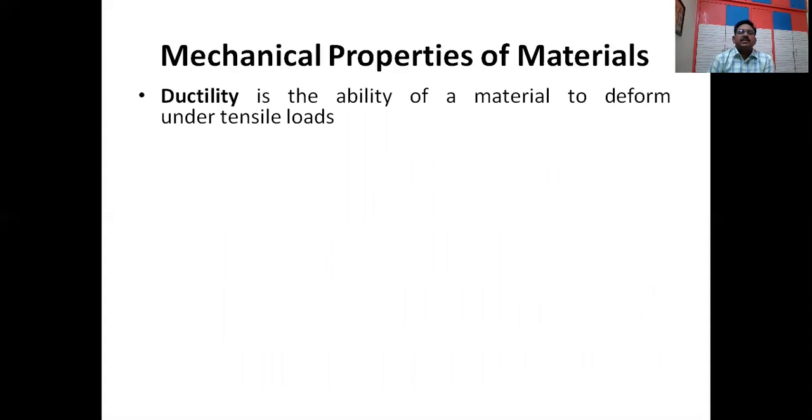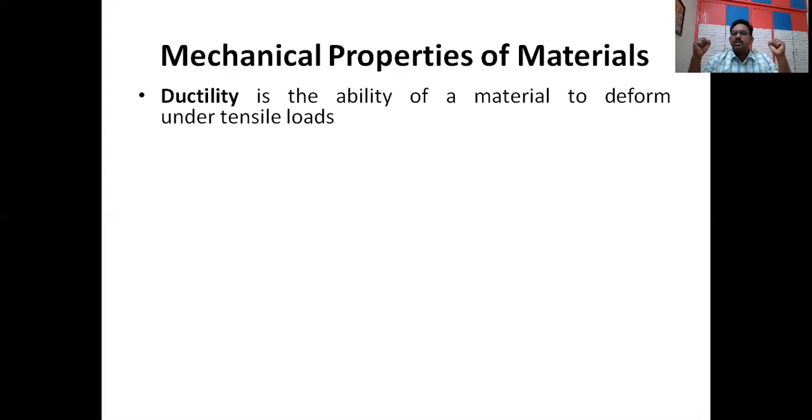Ductility. What do you mean by ductility? Ductility is the ability of a material to deform under tensile loads. So certain materials will elongate or deform under tensile loads. Ductility deals with the tensile loads only, no other loads, neither compressive nor shear. When a tensile load is applied on a body, if it deforms, the ability of deformation is called ductility.